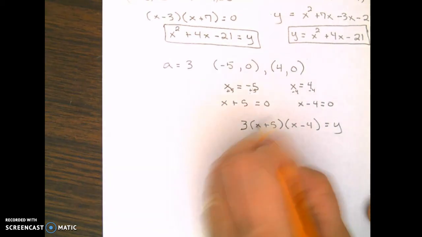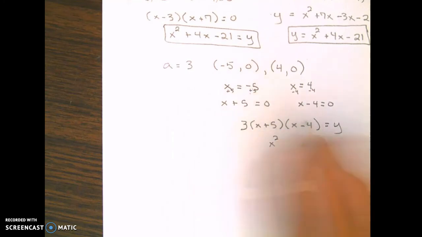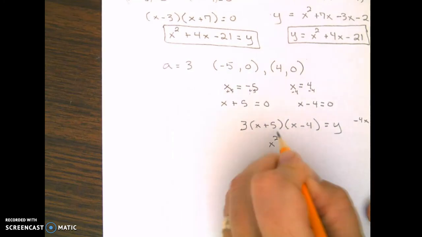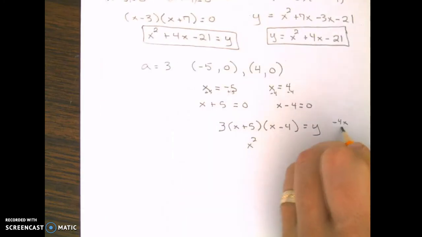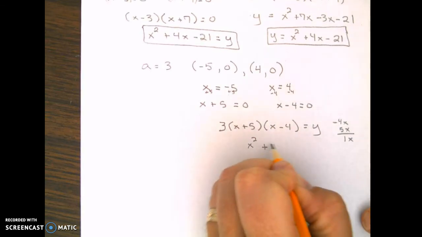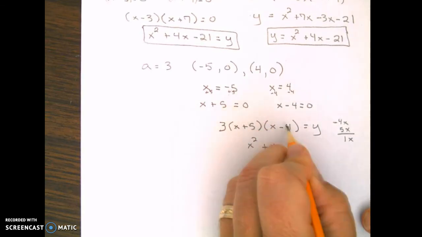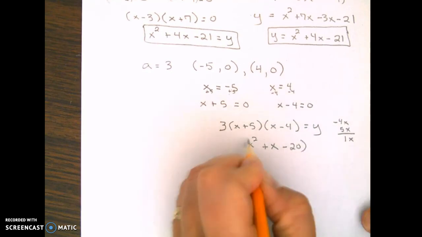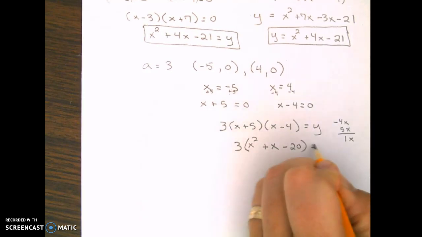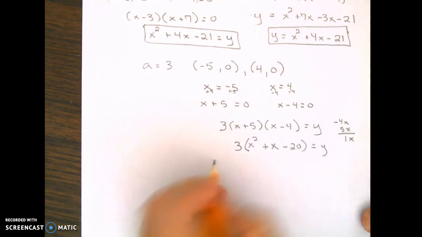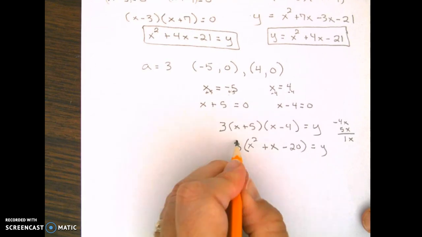Foiling, x times x. Outer is negative 4x. Inner is 5x, which gives us 1x in between. And last terms is negative 20. So we get y equals, distributing the 3.